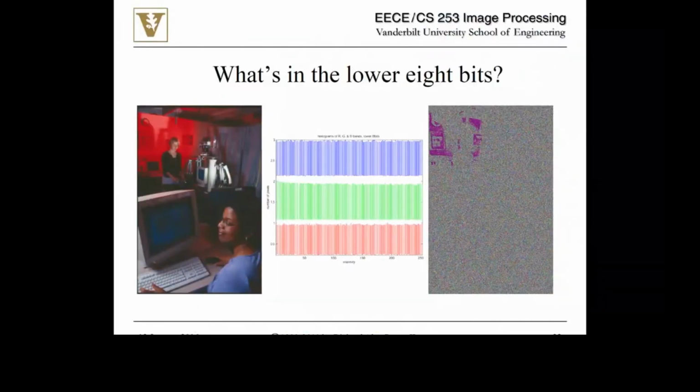So we take this image that has 16 bits per pixel, we take the lower byte and we make another image, and this is what we see. So most of it is noise, except for a small region here, where it has significant information. But most of it is noise.